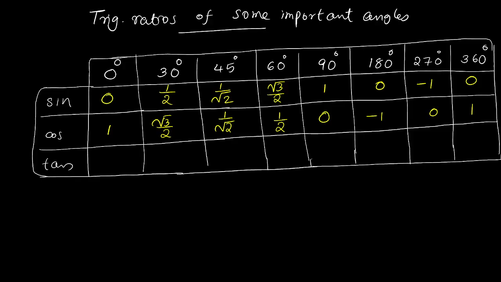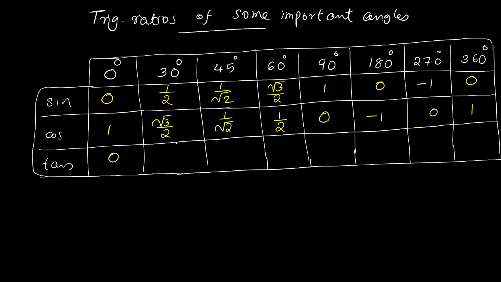The tan, you can find out by sine by cos. If you forget tan, don't worry. Sine by cos gives you the value of tan. So minimum sine and cos you have to memorize. Suppose you forgot tan 0. Don't worry. Tan 0 will be sine 0 by cos 0. Tan 0 will be 0 by 1. Understood? 0 by 1 is 0.